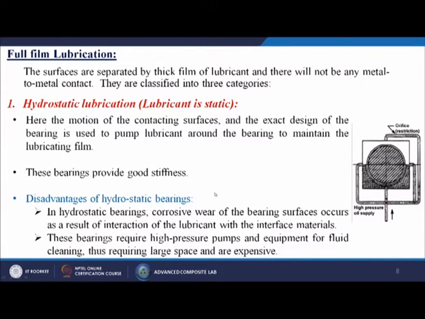From this figure you can understand that there is some housing in which the piston is rotating, and the piston has some bearings.